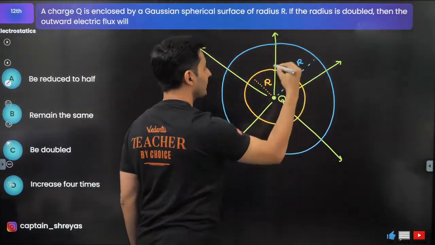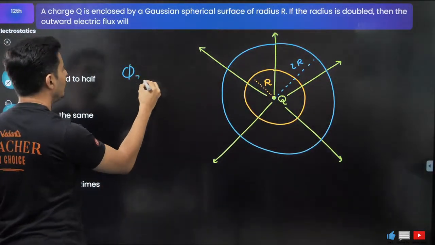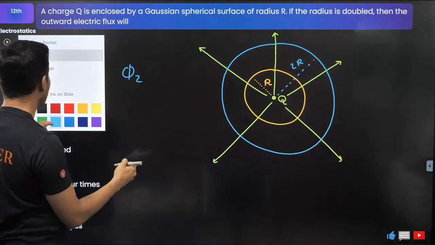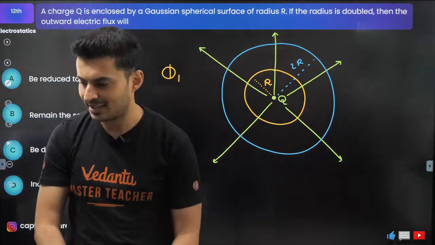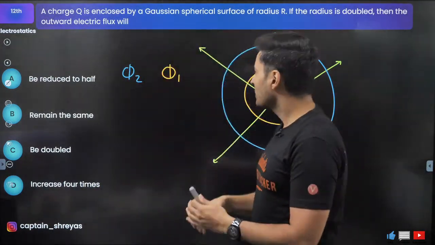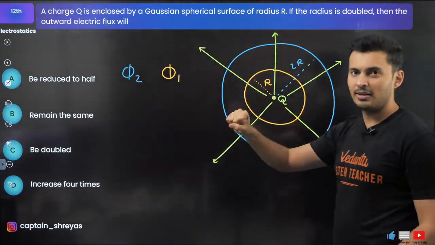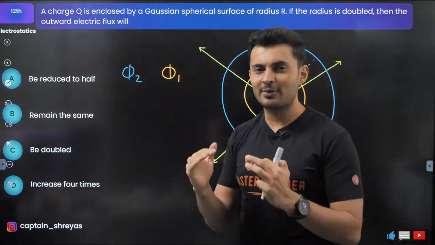So this is 2R. Question is, which flux is more? One is flux phi 2 and the other one is basically your flux phi 1. Which one is more, which one is less, how many times? That's the question. Now, if you try to think this way, sir, as we go far away, field will reduce and flux is field dot area. So because field is reducing, flux will reduce.